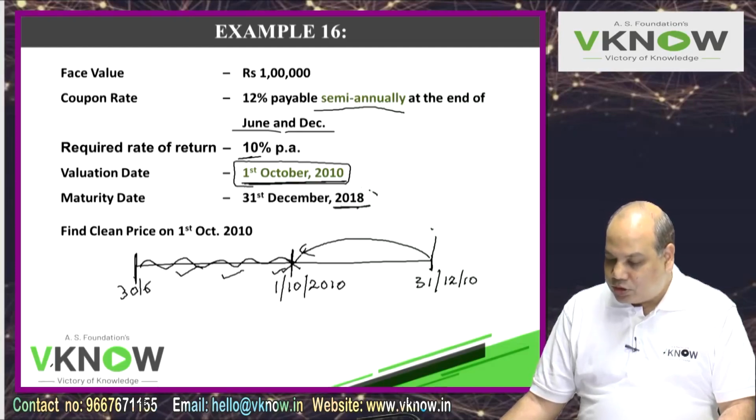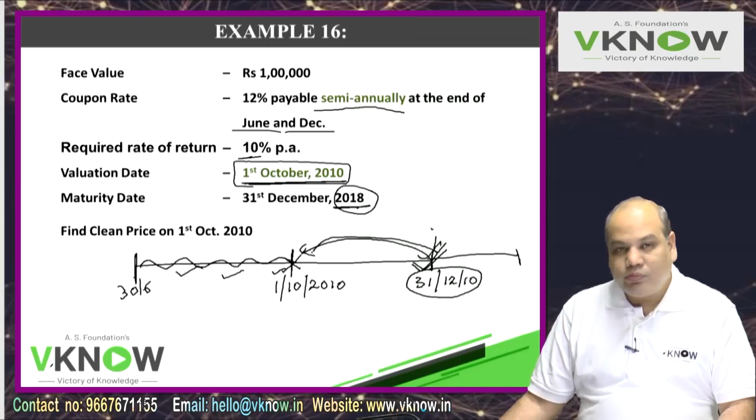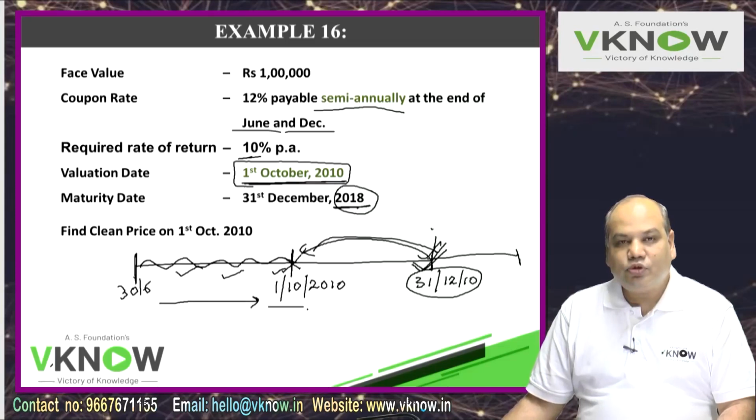And these bonds are going to get matured on 31st of December 2018. So we have to first find out how many coupons are still pending. Find out the present value of coupon and redemption value. This will give you a clean price on 31st of December. Add the interest due on 31st December 2010. Present value will give you dirty price on 1st October. And then I am going to remove the interest of these 3 months. So this will give me clean price.